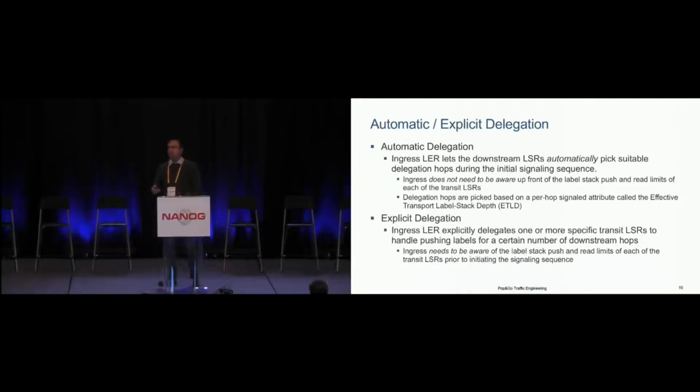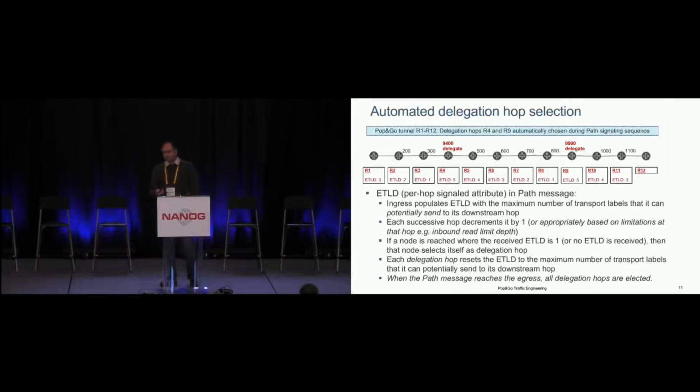So ingress in this scenario, with automatic delegation, doesn't need to be aware, nor does any box in this network need to be aware of anybody else's capability. The network uses what is called an ETLD field. It is introduced in RSVP. It's a 32-bit field that gets signaled in the RRO, and in the next slide we'll explain how that actually works. Or we have explicit delegation. You could put a controller in the network. You could use PCEP or anything to actually control the RSVP LSP. And if the controller has all the information regarding the network, it can dictate and tell the network who should be the delegation hops, for example.